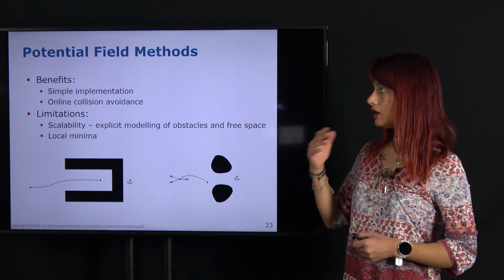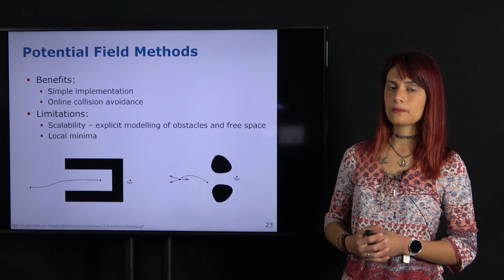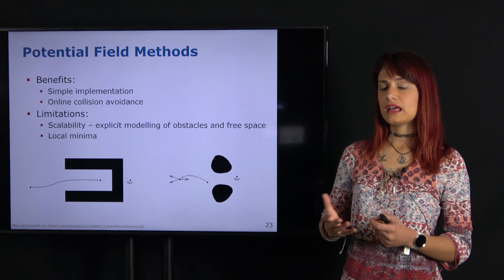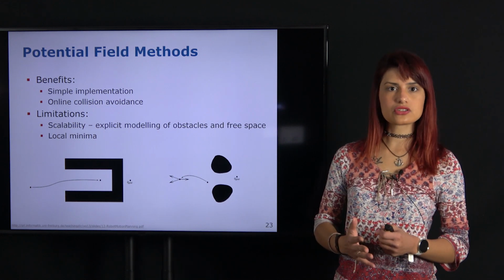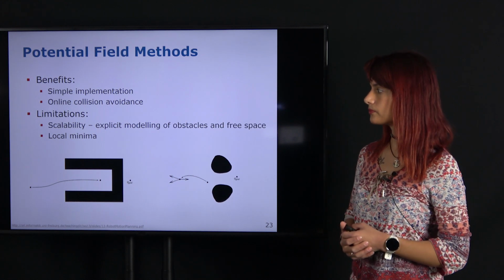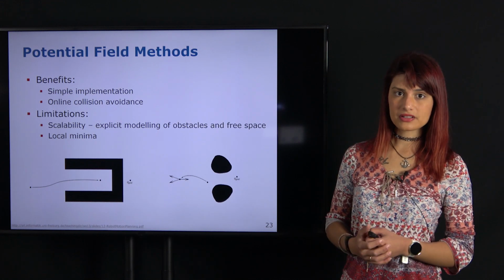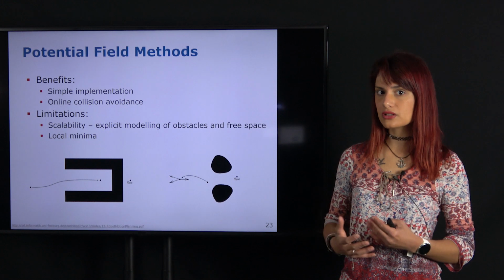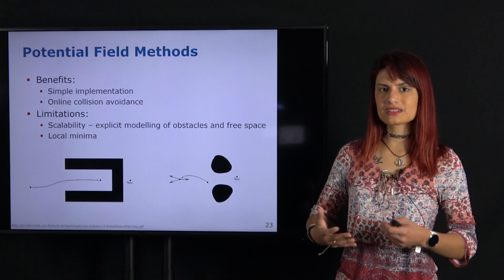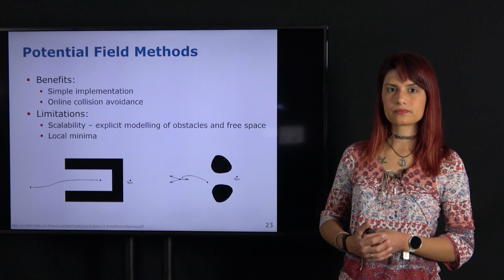Intuitively, this is a relatively simple implementation, also easy to understand. It also gives us the advantage of online collision avoidance, because at any point in time, we can nudge the robot in the direction of the low potential field based on the gradient. However, as before, one important limitation is scalability, because to develop the potential field, we need to explicitly model all the obstacles in the environment, and this can be quite tricky to do in higher dimensional configuration spaces.